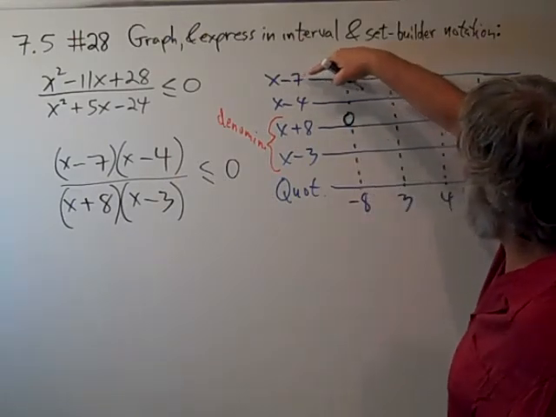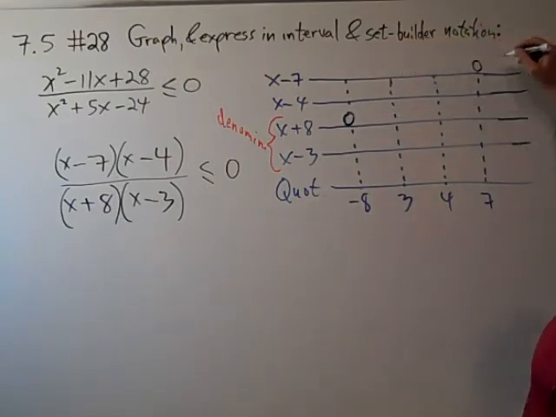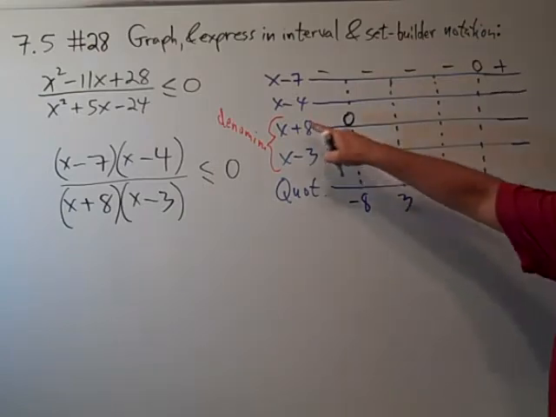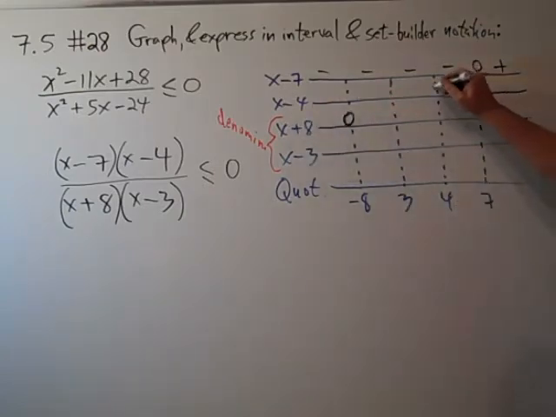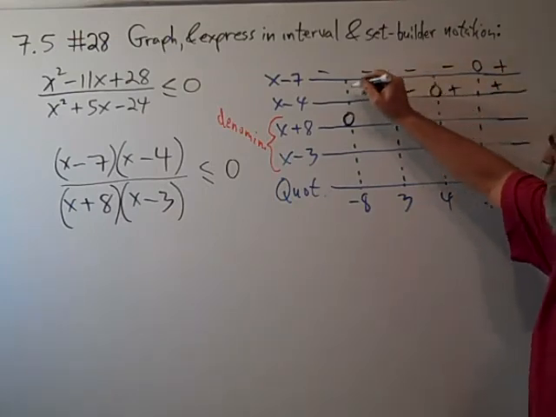Let's do it. X minus 7 is 0 when x equals 7. And if x is bigger than 7, it's positive. If x is less than 7, it's negative. X minus 4 is equal to 0 when x equals 4. And if x is bigger than 4, it's positive. And if x is less than 4, it's negative.